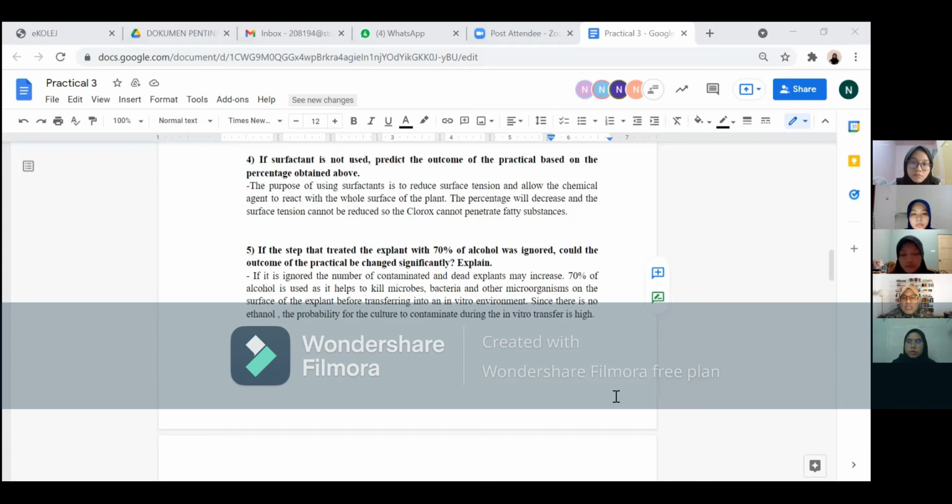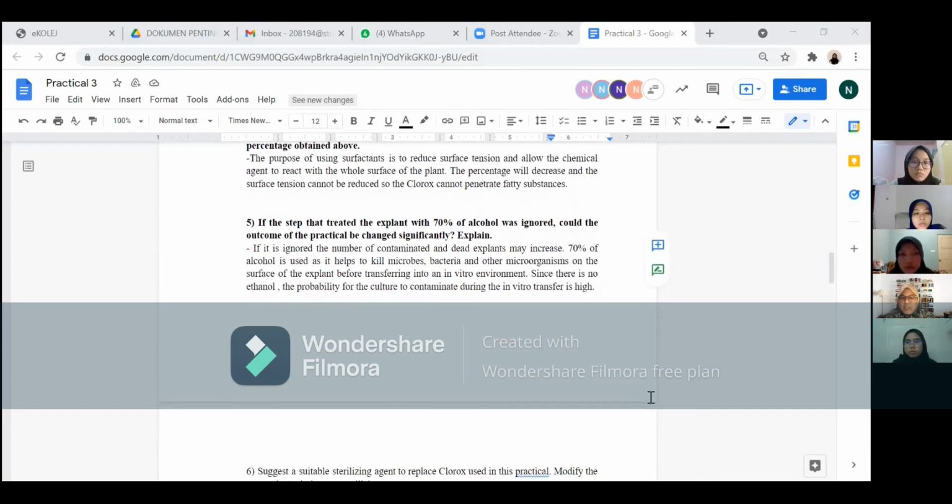So since there is no ethanol, the probability for the culture to become contaminated during the in vitro transfer is high. I think that's all from me.